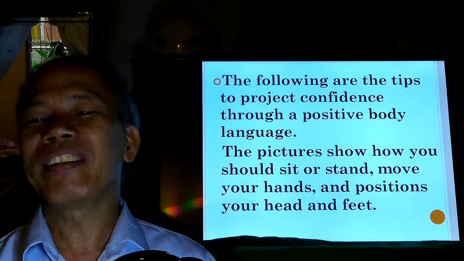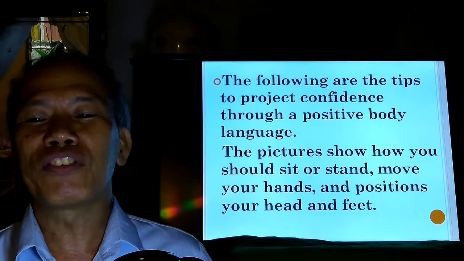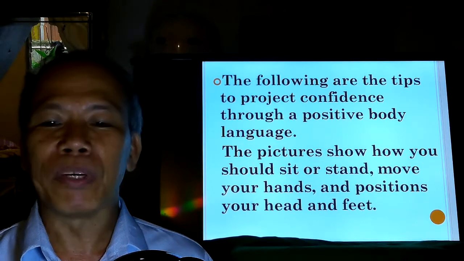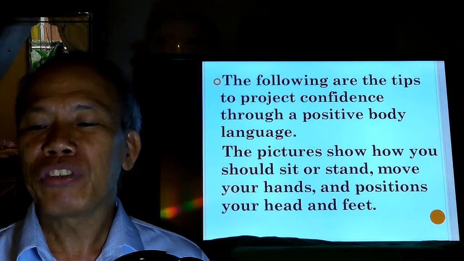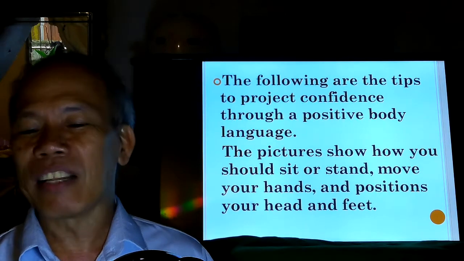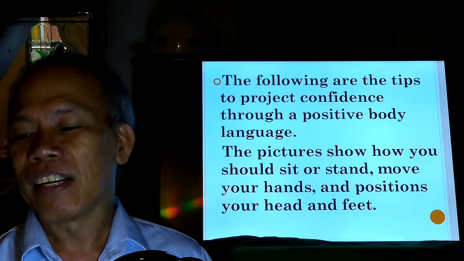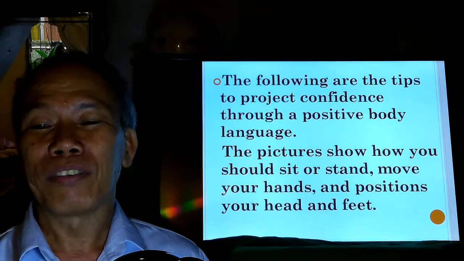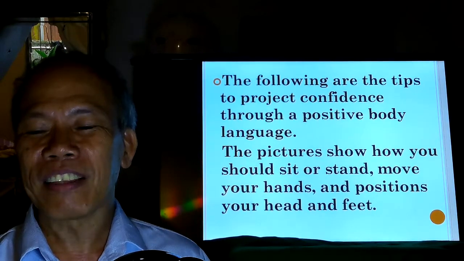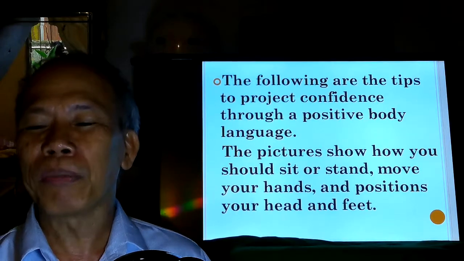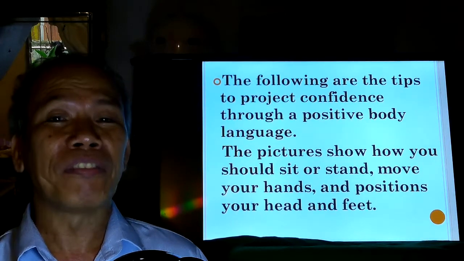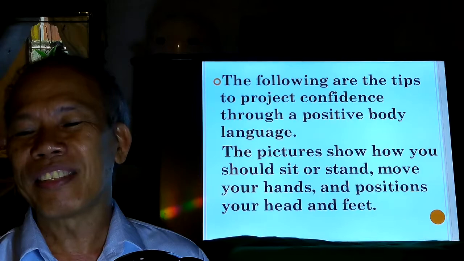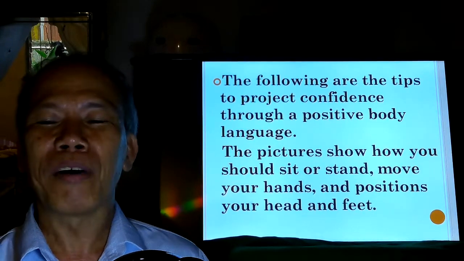The following are the tips to project confidence through positive body language. The pictures show how you should sit or stand. Move your hands and position your head and feet. So you have to set the example; watch also people speaking in front, on stage, on the platform, how they stand.